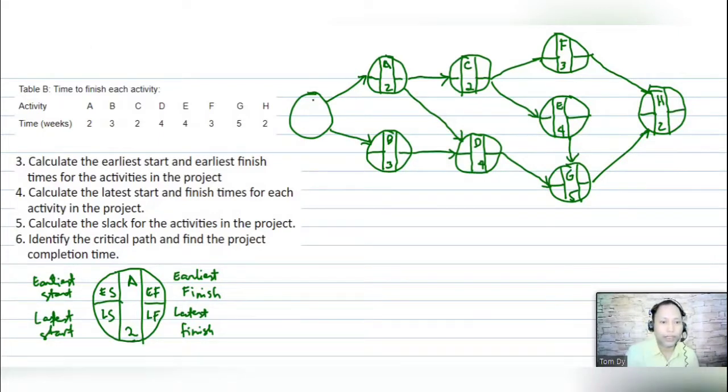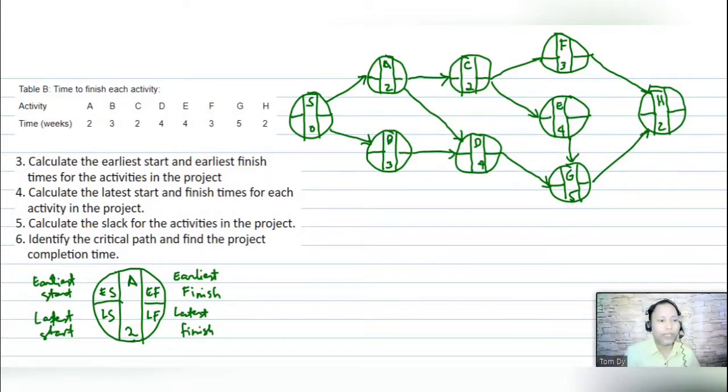So this is start. I will make use of S as our start. Then we have, of course, 0. Okay. So this is our AON network. We write our activity. We have here A, B, C, D, E, F, G, H. And then time, we have 2, 3, 4, 4, 3, 5, 2.